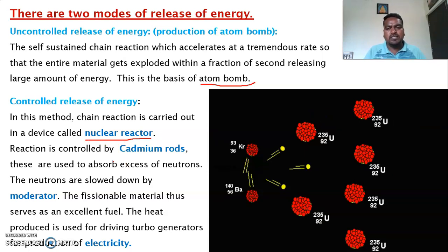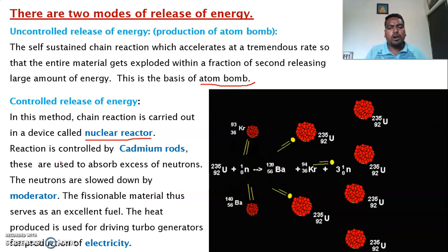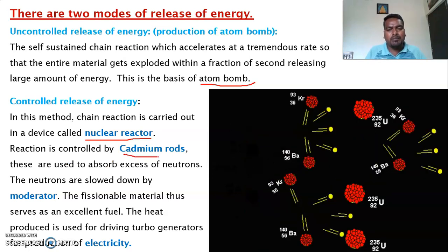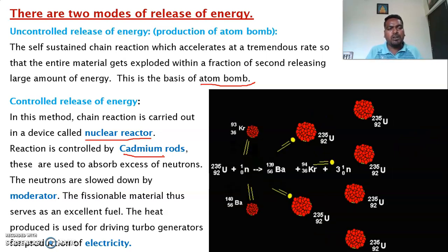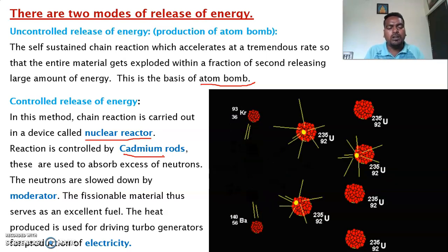So here the reaction is controlled by absorbing neutrons. For this, we are going to use cadmium rods. These cadmium rods are called control rods. If you insert cadmium rods, these cadmium rods absorb the neutrons. So when the neutrons are absorbed, at that moment only a few uranium atoms undergo reaction.